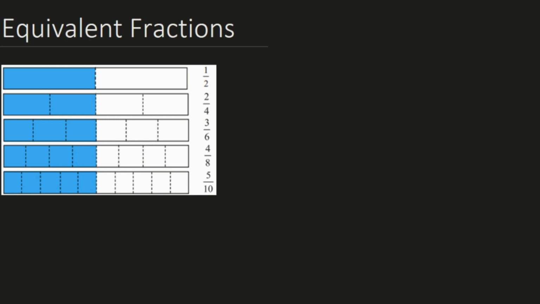So, today we are going to learn about equivalent fractions. What does it mean by equivalent fractions? The name itself tells you: equivalent means the fractions are equal to each other. In the example that I had taken, the first fraction is 1 upon 2. The second fraction is 2 upon 4. And when we go down, it's 3 upon 6, 4 upon 8, and finally 5 upon 10.